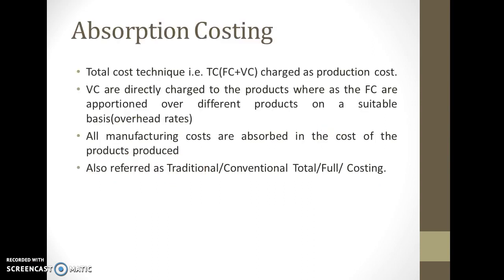Now what's absorption costing? It's a total cost technique wherein we say the total cost would be charged as production cost. Total cost is nothing but a summation of fixed cost and variable cost. While variable costs are directly charged to the products, fixed costs are apportioned over different products on a suitable basis. All manufacturing costs are absorbed in the cost of the products produced.